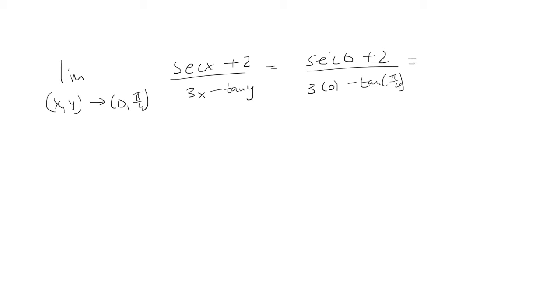So secant of 0 is just 1. So that's 1 plus 2, which is 3. 3 times 0 is just 0. And then tangent of pi over 4 is 1. So we get 3 over negative 1, and that's negative 3.